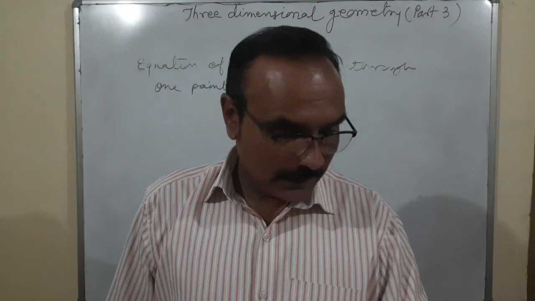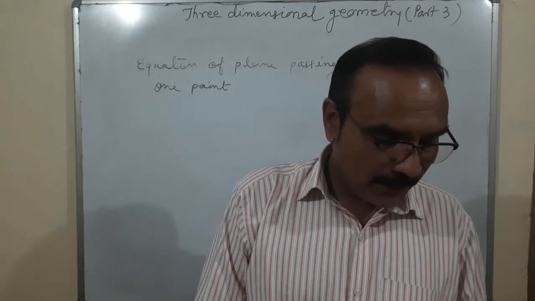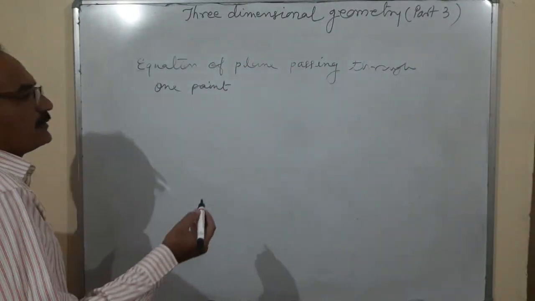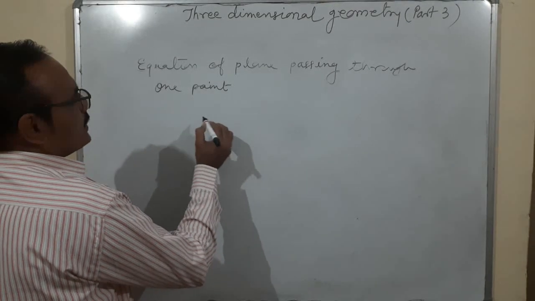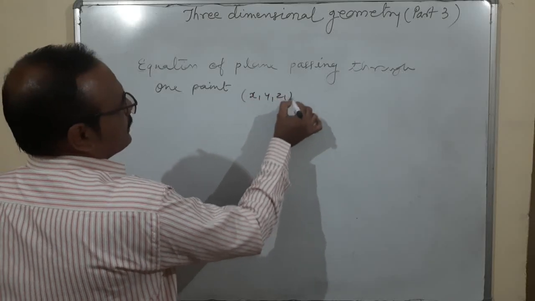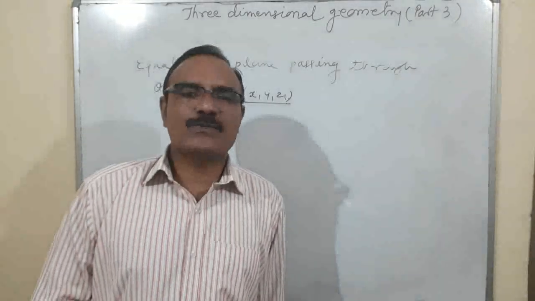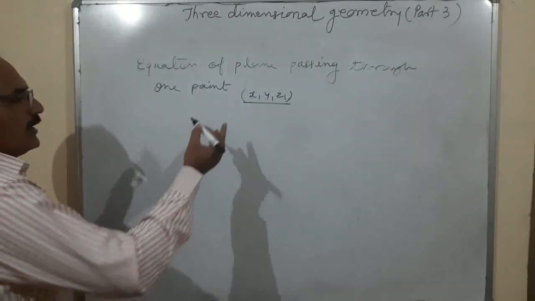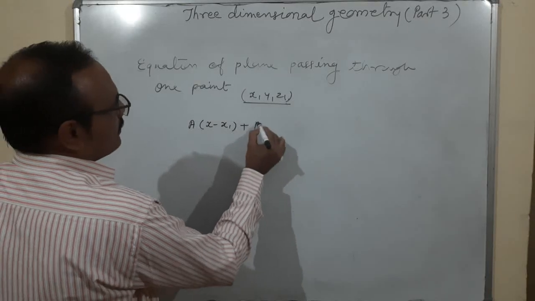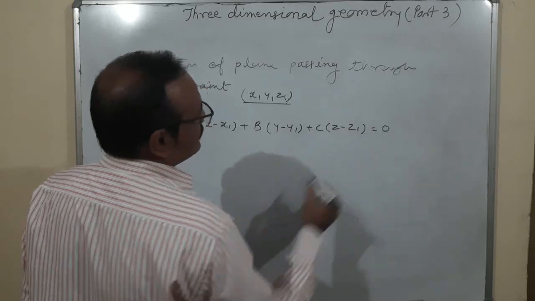Simple, by the way, the second way of it, equation passing through one point. Here, I will take a point A and the direct equation is coming. Suppose I want to prove it in the Cartesian form. x1, y1, z1 is the point. So this point can be substituted in place of ax plus by plus cz plus d is equal to 0, and you are getting the value a(x minus x1) plus b(y minus y1) plus c(z minus z1) is equal to 0.